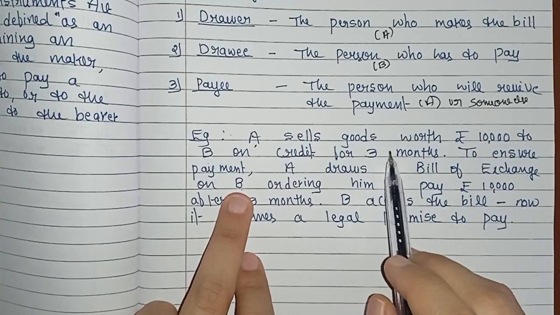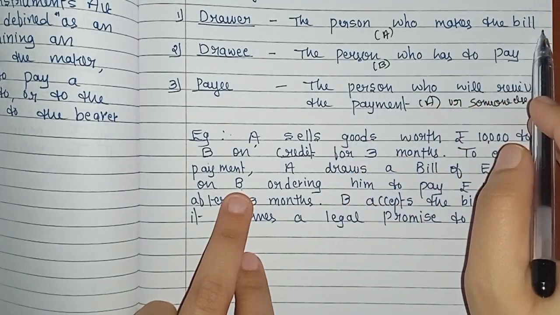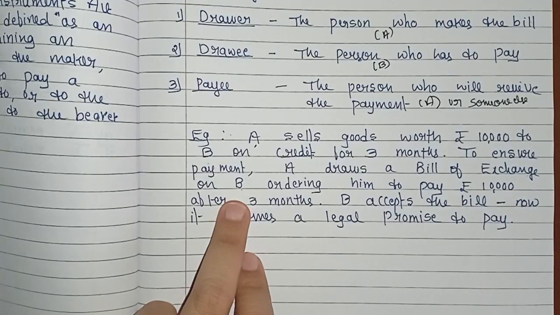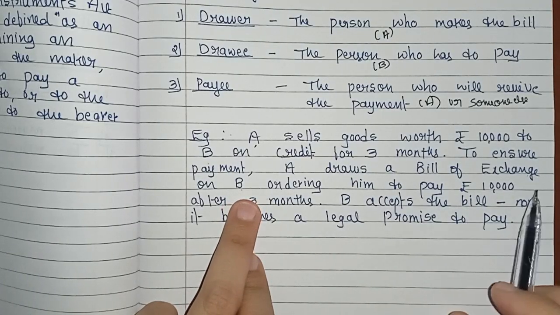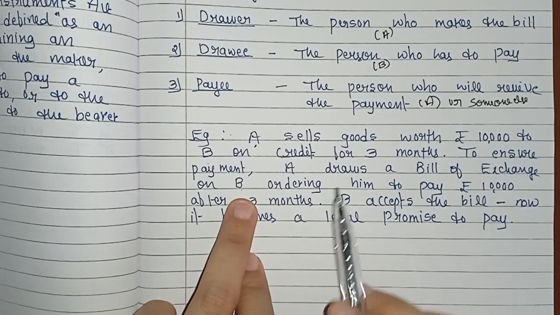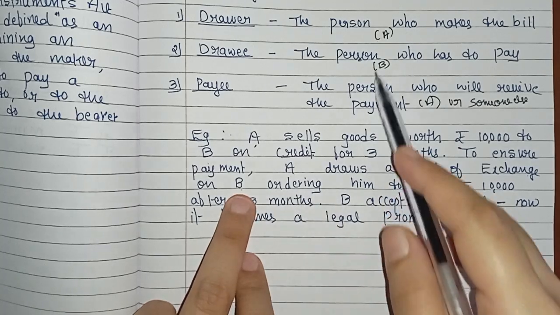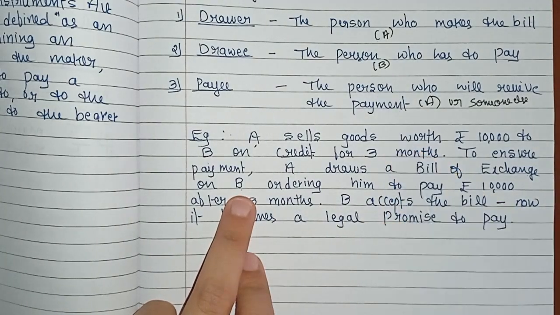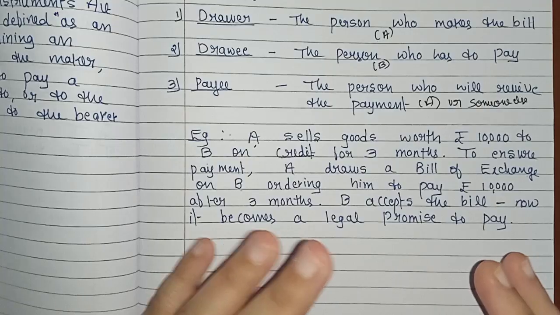Means A becomes the drawer, the person who makes the bill. Clear? Till here it is clear, right? On B, ordering him to pay rupees 10,000. On B means B is going to pay the amount because A sold the goods to B, right? Simple. He becomes the drawee. B becomes the drawee. After 3 months, B accepts the bill. Now it becomes a legal promise to pay.